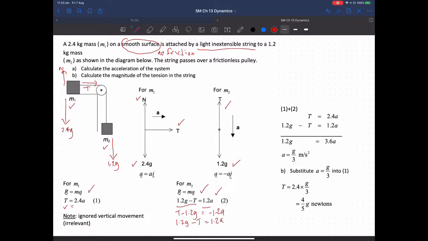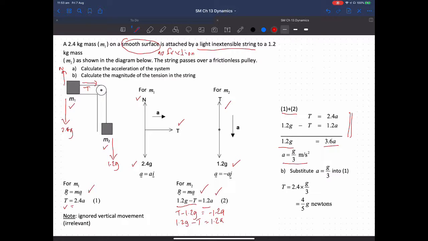Now we're going to solve our equations simultaneously. When we do that, I've got equation number 1 plus equation number 2. What I get is 1.2g equals 3.6a. Solving, a equals g on 3. G is a constant. G divided by 3 is a constant. So our acceleration through the system is a constant, meters per second squared.